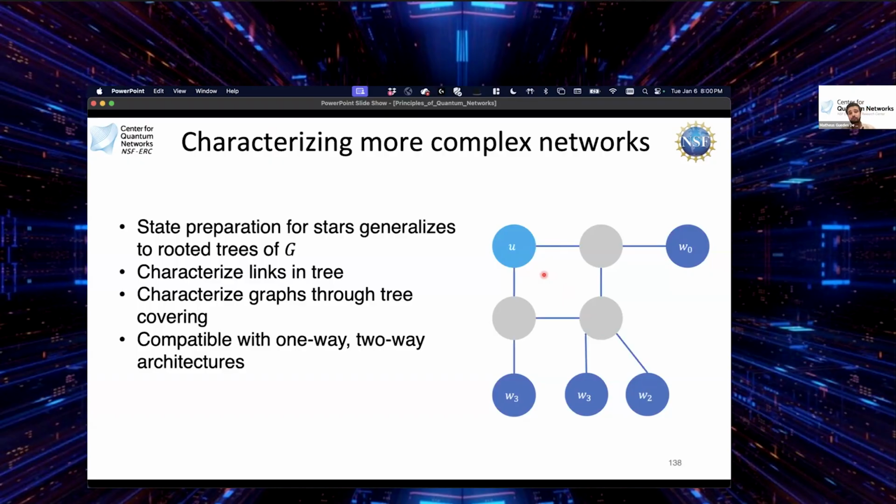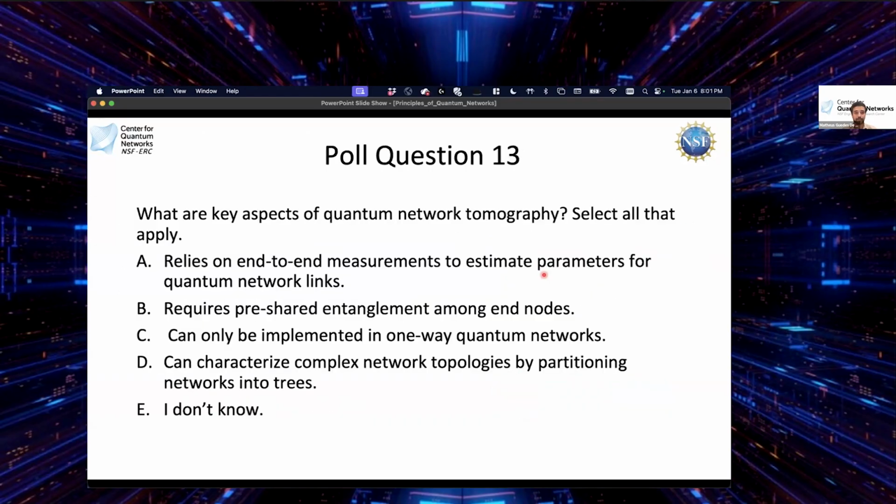and then characterize graphs by performing a tree covering of your network, meaning you find multiple trees so that each link lies on at least one tree, and you characterize each tree. And once you characterize all the trees, you get a characterization for all the links in the network. Again, what is nice about this is that it's compatible with both one-way and two-way architectures, even though we really just focus on one way because it's easier to see the generation process happening. This is still a very active area of research with plenty of open problems that people are investigating.